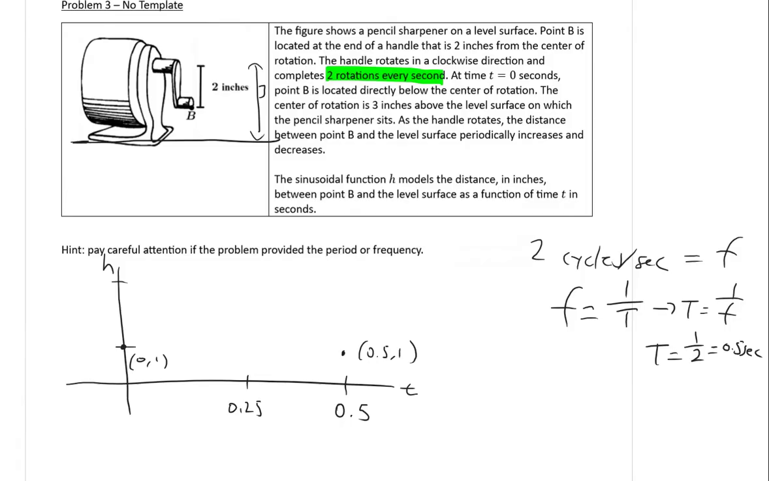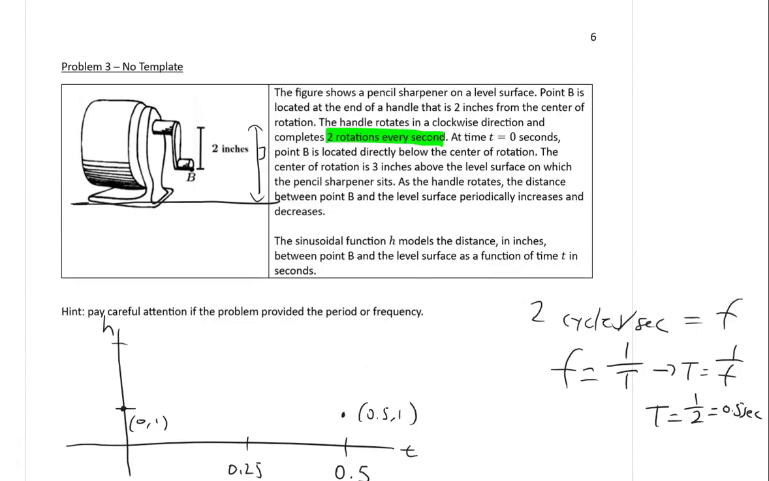So what's the max height? It would be 3 plus 2, because it would swing up here, right? So then it would be another 2 inches. Because the middle is 3 inches high, plus another 2 inches for the arm to swing up to the top. So it will be 5. So it'll be 0.5, comma 5.